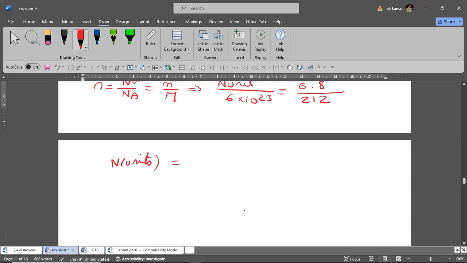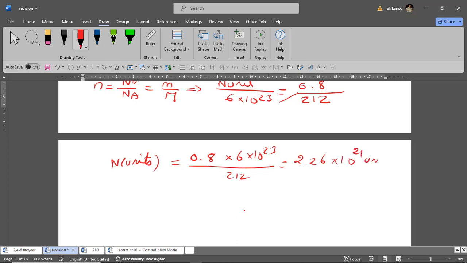N units equal 0.8 cross multiply times 6 times 10 to 23 divided by 212. The answer, 0.8 times 6 times 10 to 23 divided by 212, we get 2.26 times 10 to 21 units.